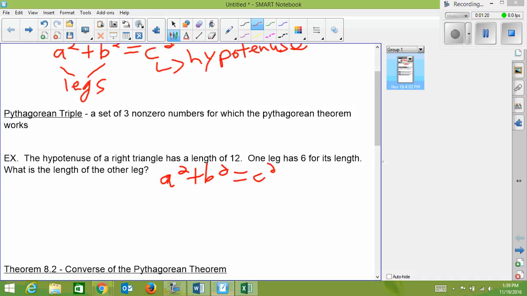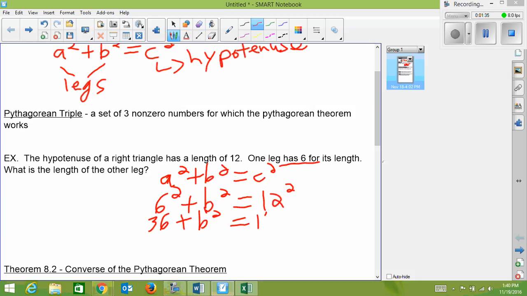And it doesn't matter if you call this leg a or b, it's going to work out the same no matter where you put it, as long as it's the a or the b. And remember, the hypotenuse is always your c. So 36 plus b squared equals 144, minus 36, so b squared equals 108.